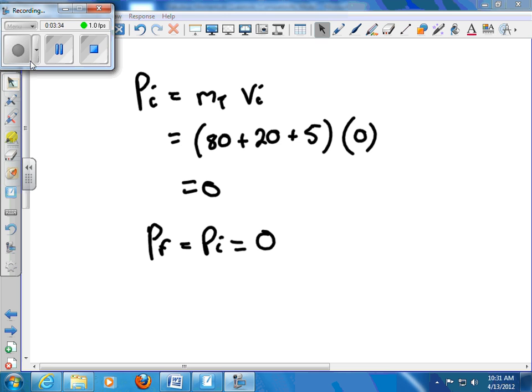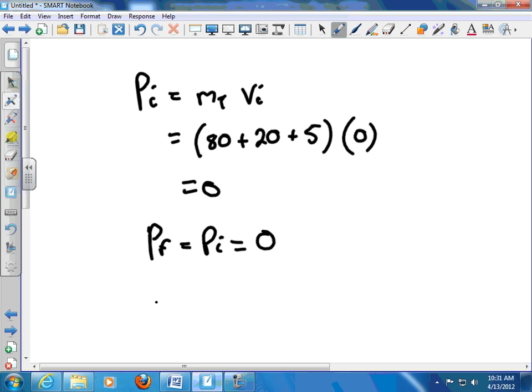So we know also that P before equals P after, something's going one way and something else going the other way. So what mass is going one way? The boat plus the child is going one way. So 80 kilogram boat plus 20 kilogram child. The child's staying on the boat. He's not going anywhere.